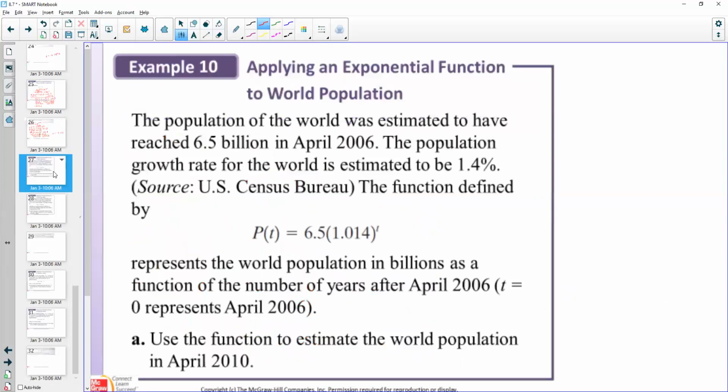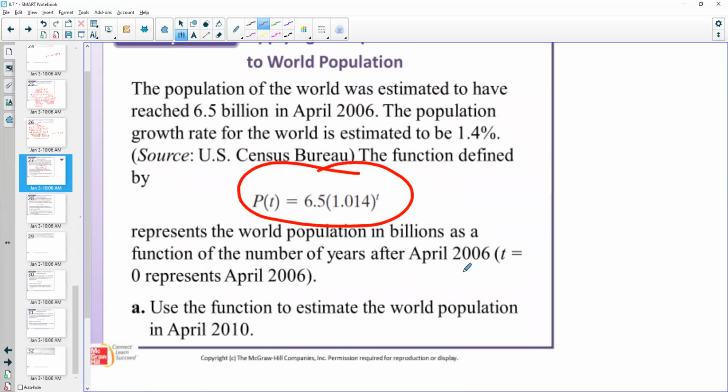Okay. So the population of the world was estimated to have 6.5 billion people in April of 2006. The growth rate is 1.4%, and it's defined by this population function. Okay, it represents population in billions. So you want to estimate 0 years is t at April 2006. We want to estimate the population 4 years later, so 2010. So what we're going to do is we're going to use 4 years later, because that's the difference in the time.